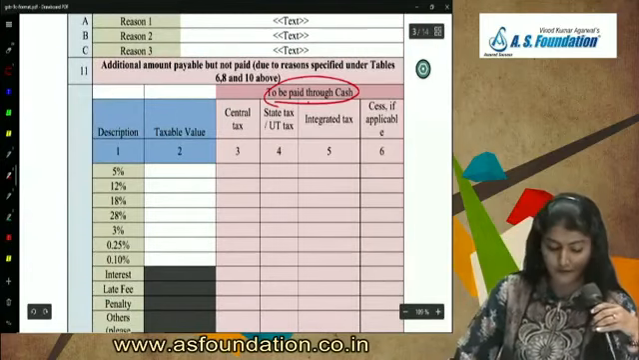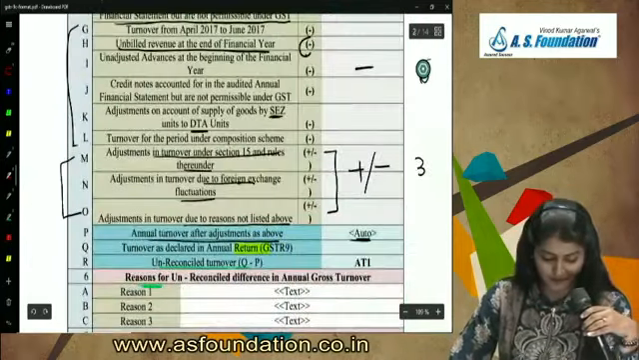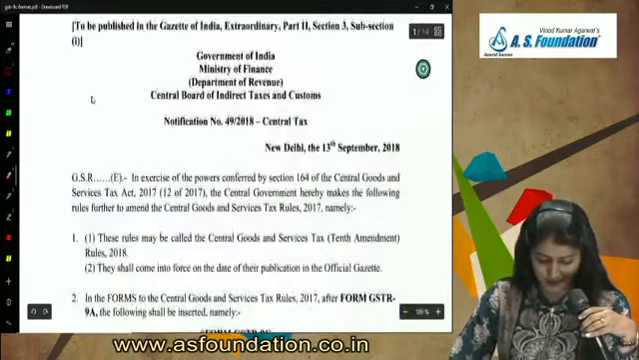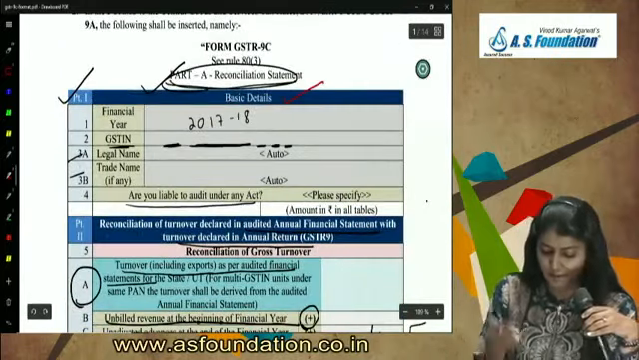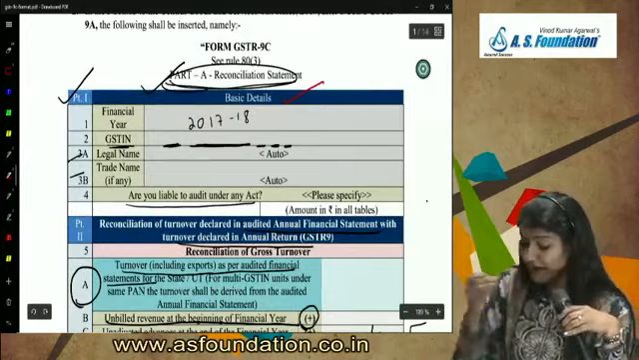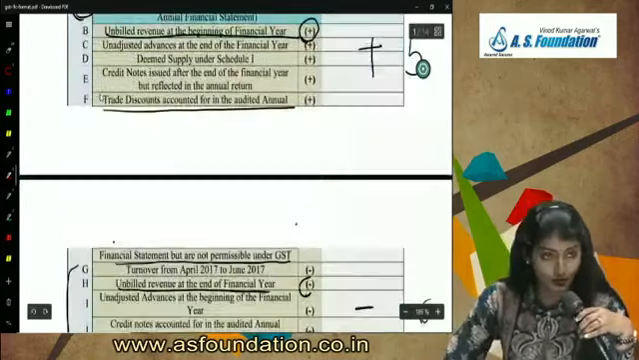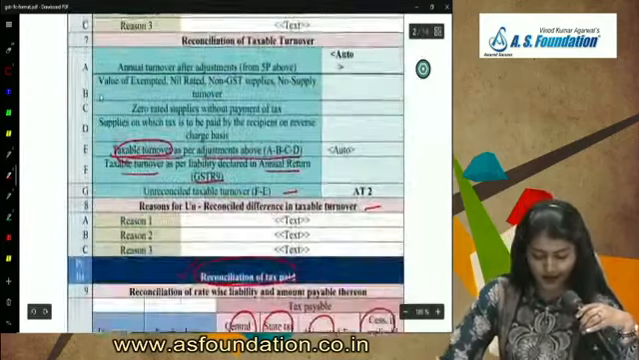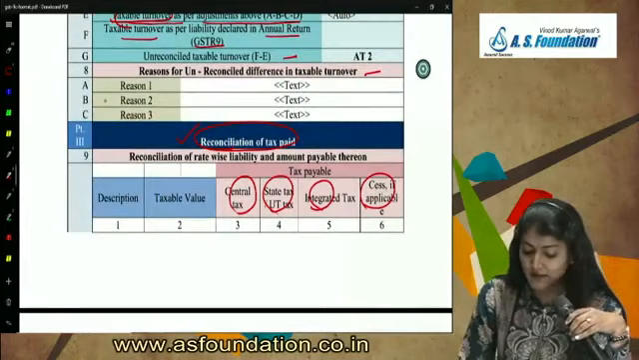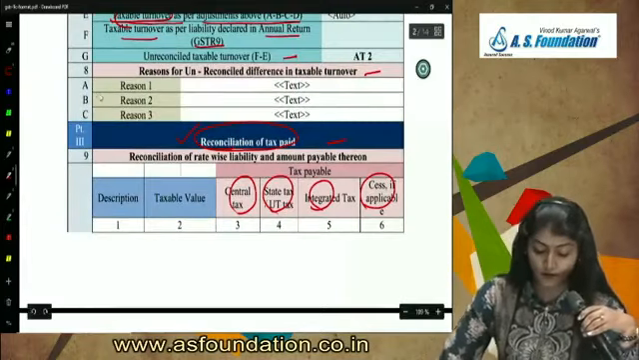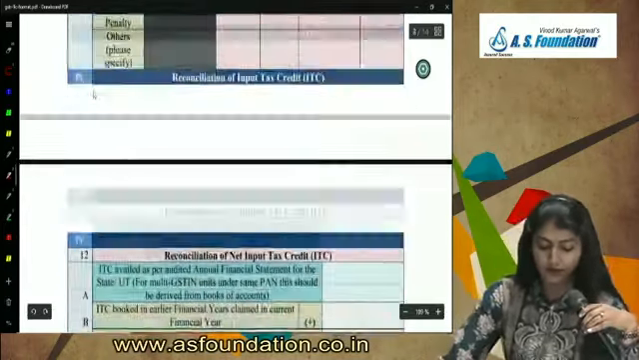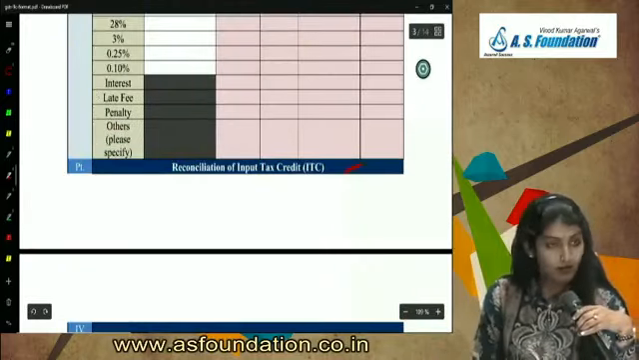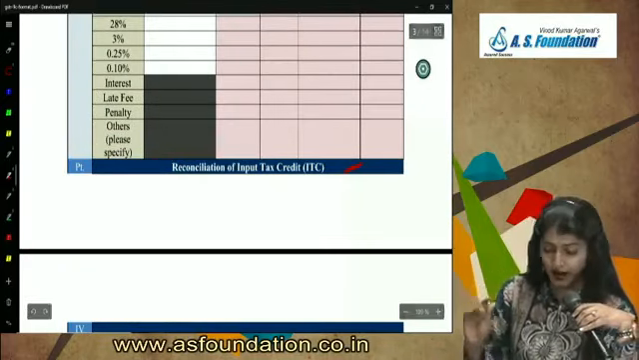Right, so what was point 1? The basic details. Are you getting what is point 1? Basic details. Then point 2, the reconciliation of the turnover. 3, reconciliation of the tax paid. Now 4 is going to be the reconciliation of the ITC. Right, the reconciliation of the ITC.